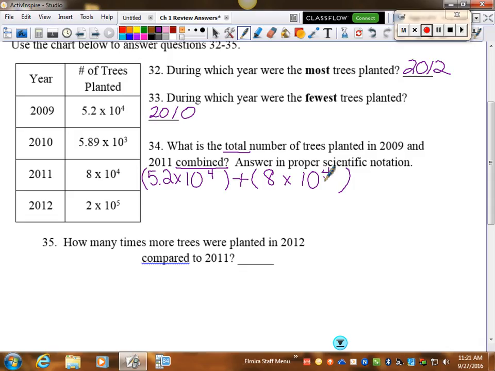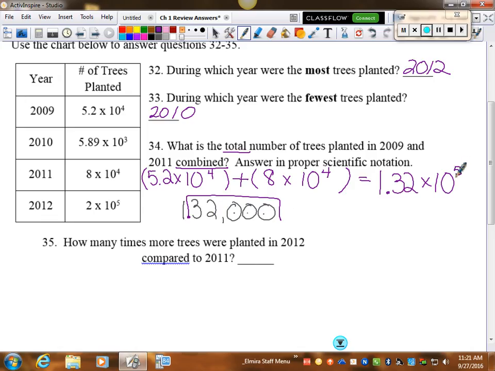If you do this on your calculator, it's going to say 132,000. Okay, but we have to answer in scientific notation. So our final answer is going to be a decimal after the 1, so 1.32 times 10 to the 1, 2, 3, 4, 5th power.